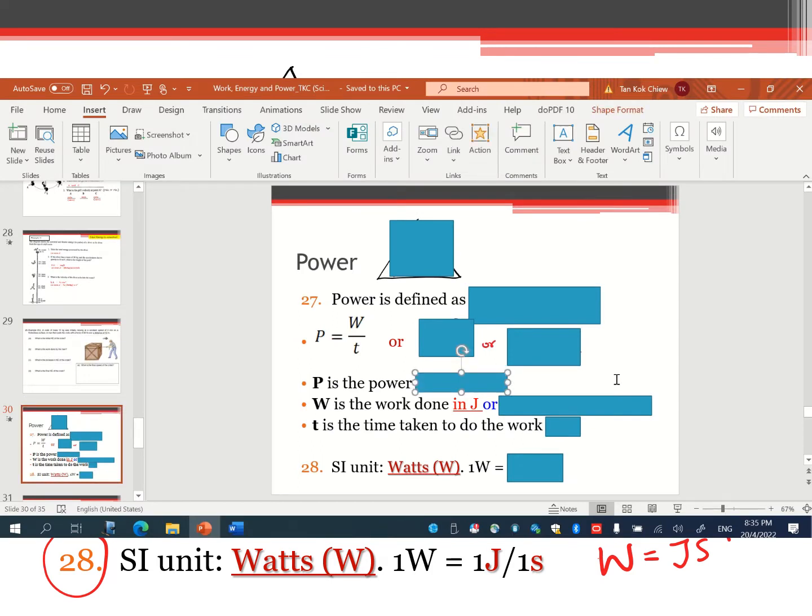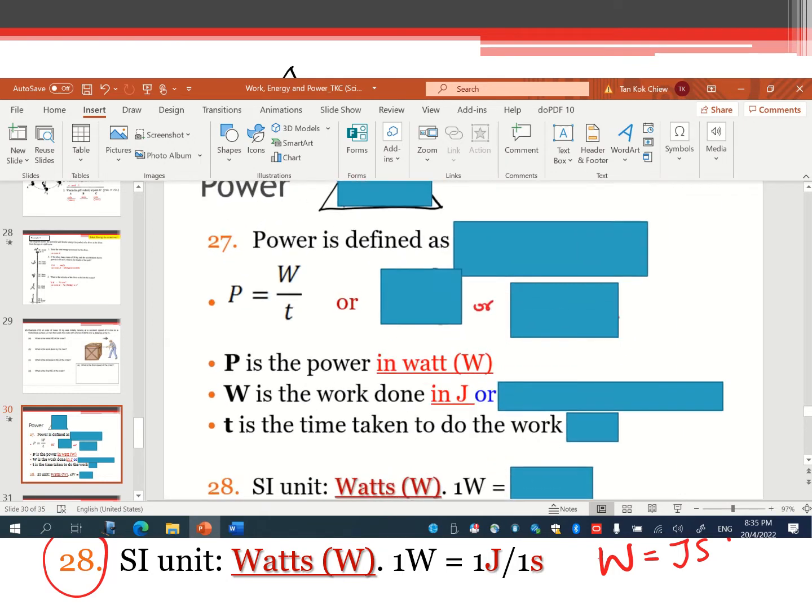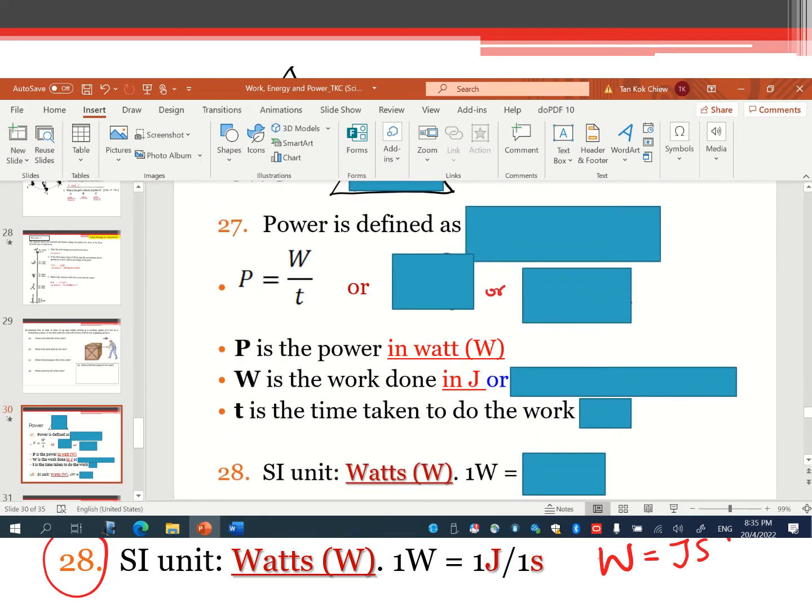P is measured in watt. Let me delete them one by one. P is power and is measured in watt. Okay. You can see it measured in watt. So it is not like energy. Energy is measured in joules, but power is measured in watt, W-A-T-T.